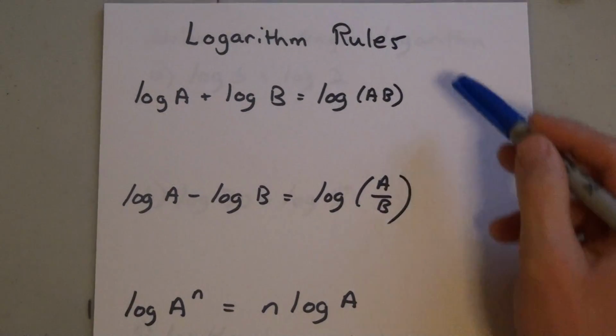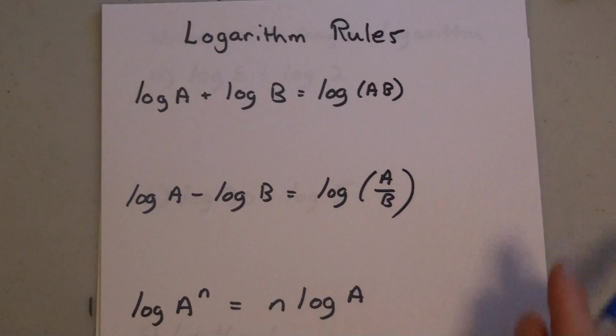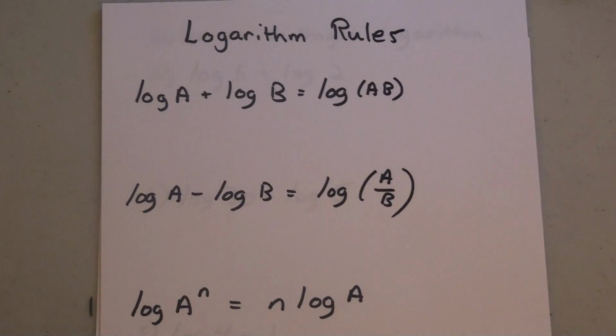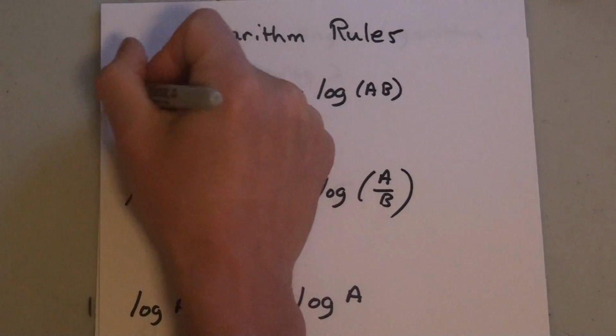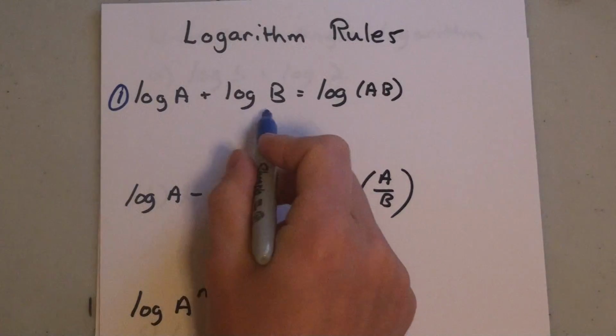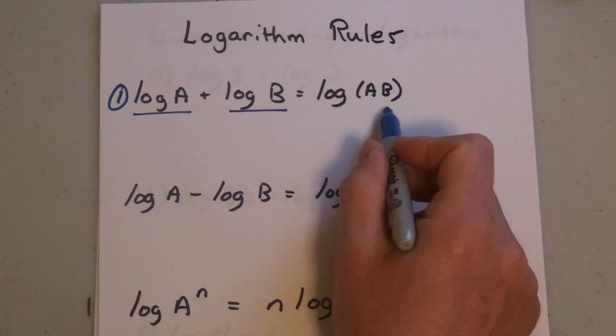This is a short lesson on the three logarithm rules. The logarithm rules are very similar to the exponent rules, the power rules you would have learned before. So, logarithm rules, the first one is log A plus log B equals log A times B. It takes two logarithms and becomes one logarithm.